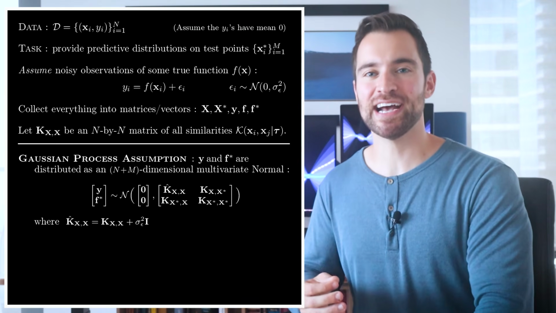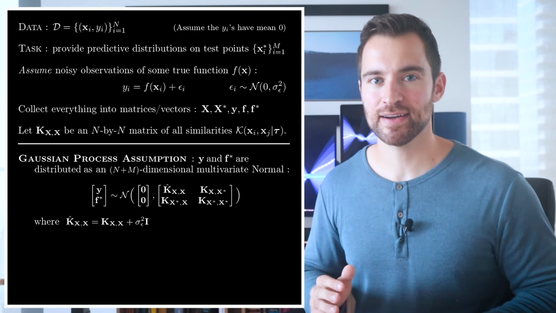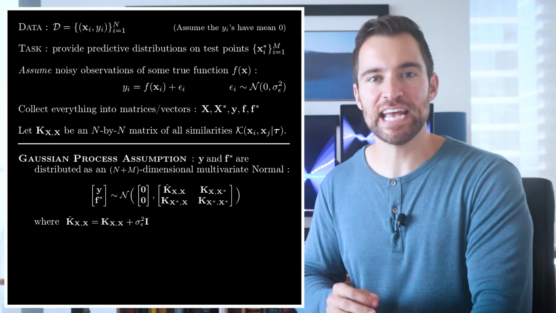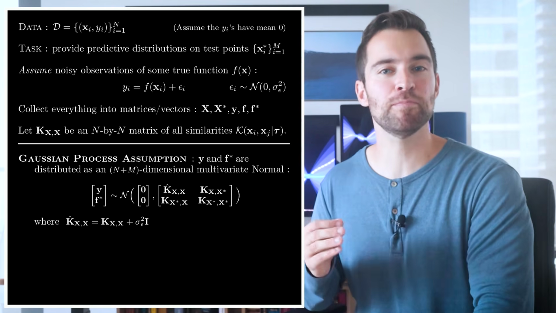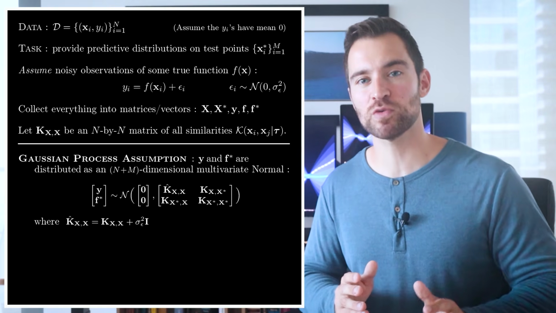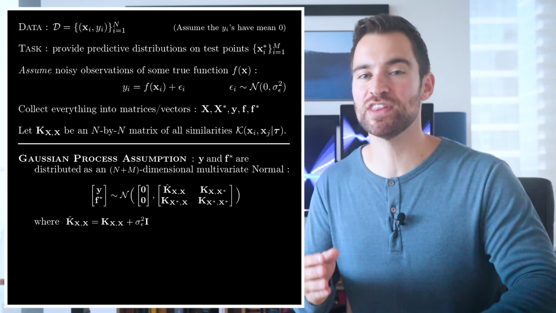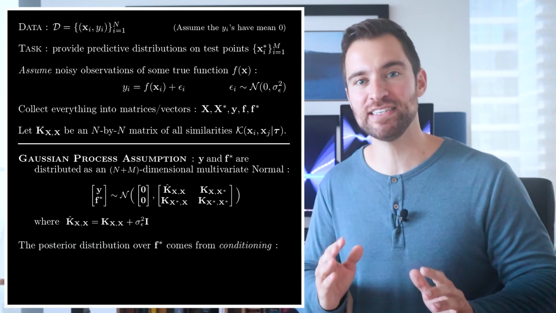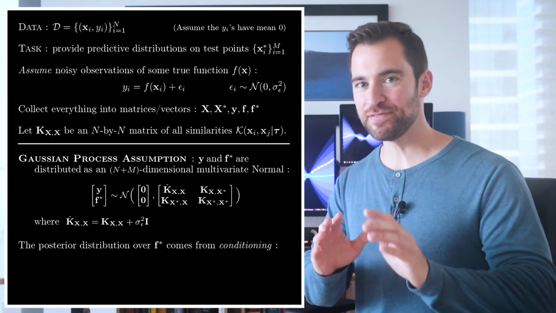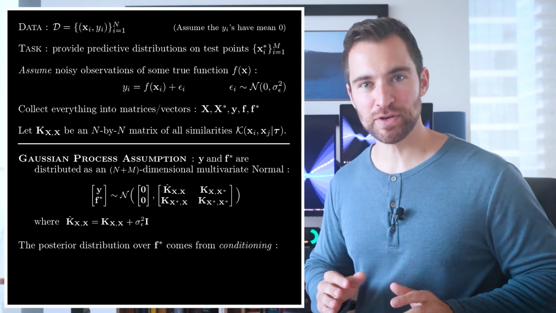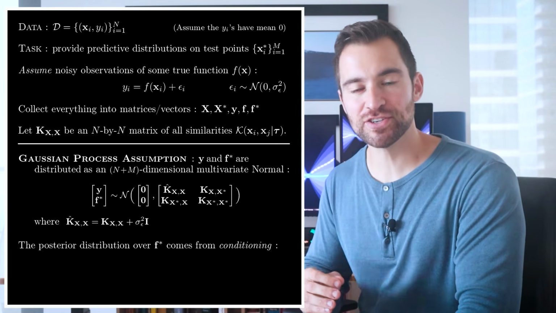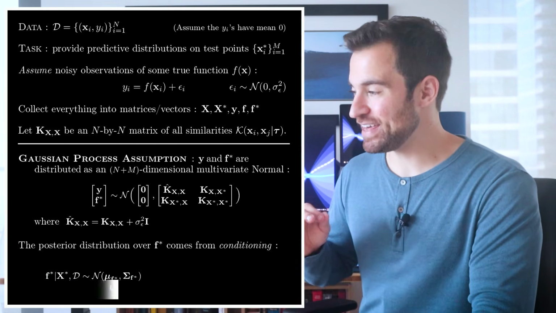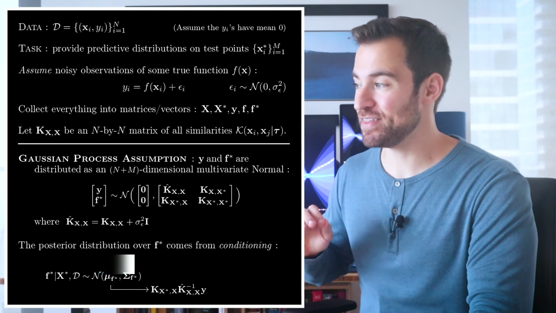Okay, next we should ask, how do we actually factor in the data? Well, this is where the normal distribution really shines. Basically, if a vector is normally distributed and we observe it partially, then there is a well-known mathematical result which tells us the distribution over the unobserved elements given the observed ones. This is the Bayesian updating we referenced earlier. Specifically, given our data and our test inputs, the distribution over the true function vector is another multivariate normal. The mean vector is given by this, and the covariance is given by this.